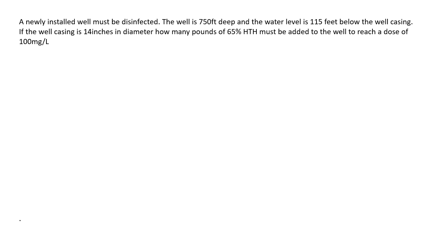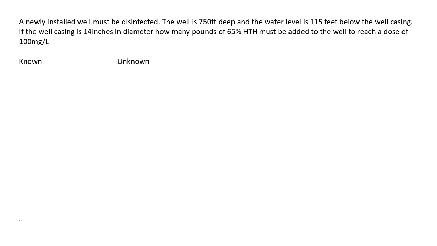A newly installed well must be disinfected. The well is 750 feet deep and the water level is 115 feet below the well casing. If the well casing is 14 inches in diameter, how many pounds of 65% HTH must be added to the well to reach a dose of 100 milligrams per liter?